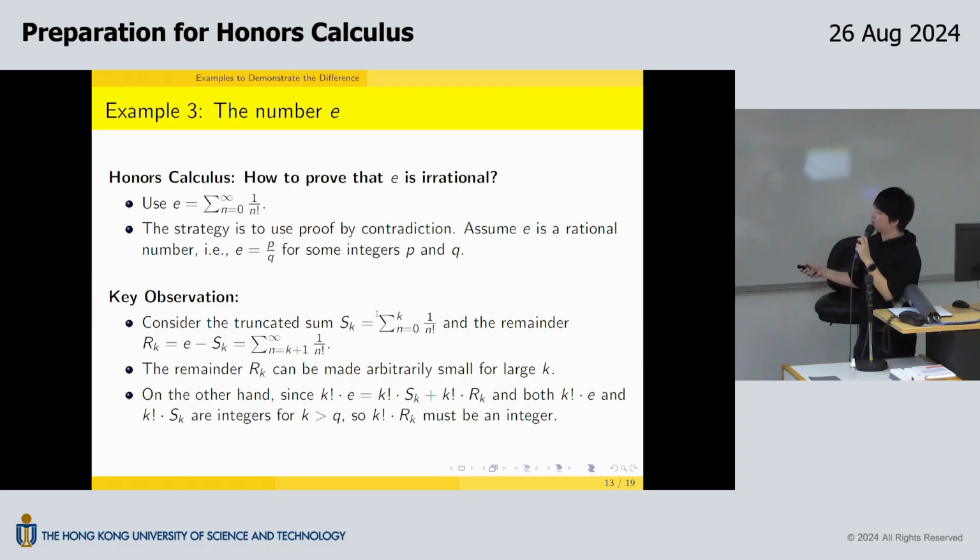Okay, and the idea is that these two observations should draw a contradiction. So on one hand, the remainder should be very, very small. On the other hand, this term must be an integer. Being an integer means that it cannot be very small. Say it cannot be 1/2, right?